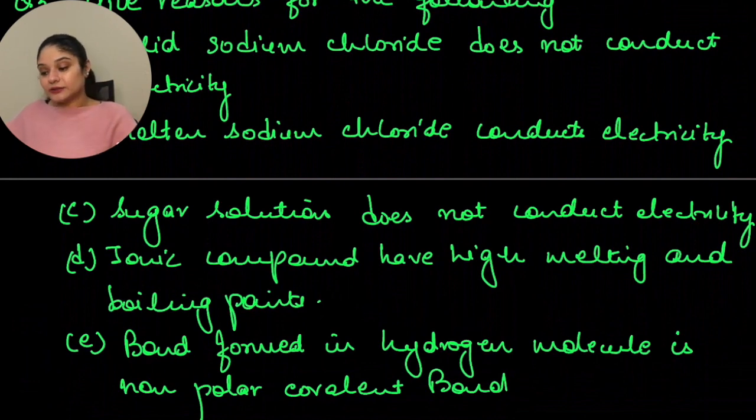Then the next is ionic compounds have high melting and boiling points because when you have oppositely charged ions, they are held together by strong electrostatic forces of attraction. So when you have strong electrostatic force of attraction, you need to give in more energy to break them, whether it's melting point or boiling point. Now let's move to the next one.